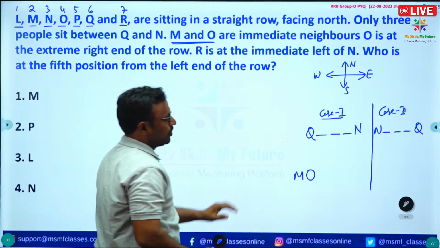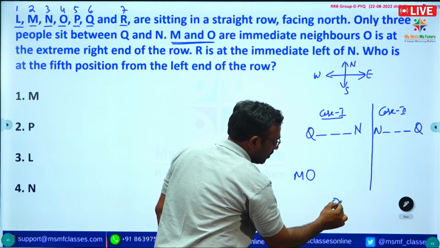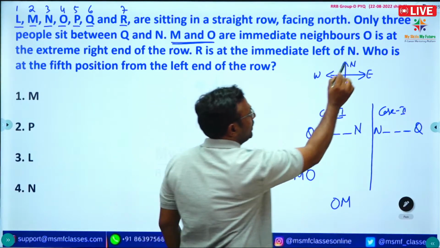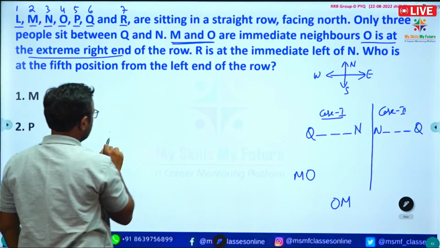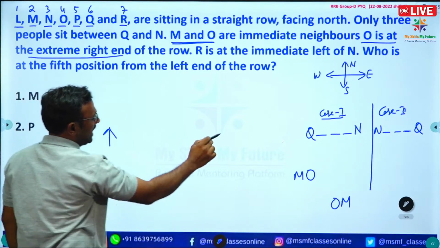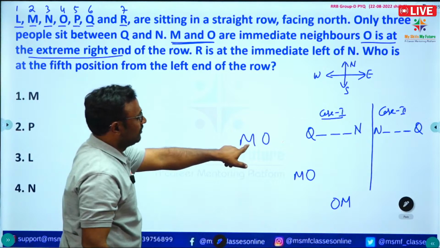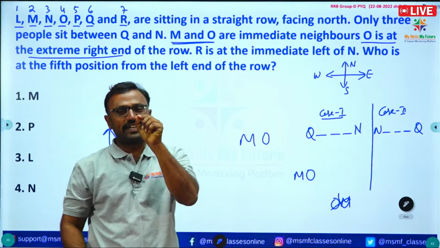Okay, so this is the only one case we get. Why? Because there is one more case, O and M, but they are given that O is at the extreme right end, facing towards north direction. So right end means here. So M O, this is the correct, only one case we get. So we cannot take the other case, because O is at the extreme right end.